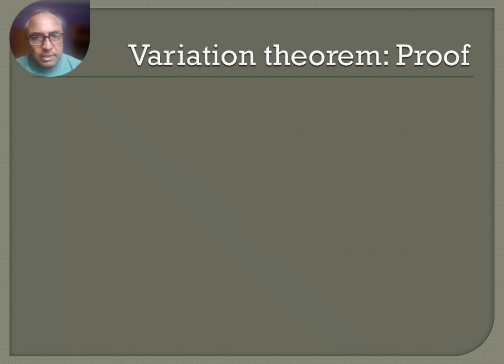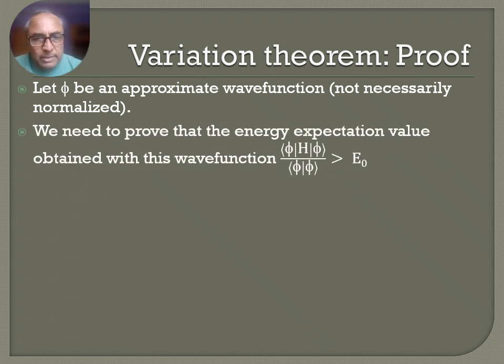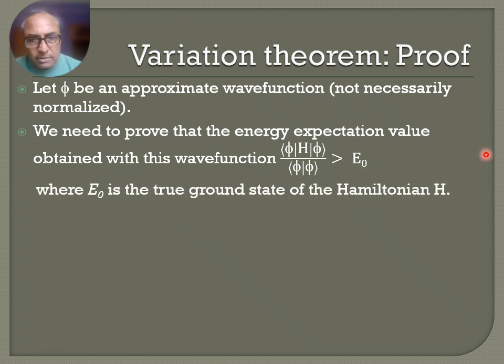The proof of the theorem is quite straightforward. Let phi be an approximate wave function. It's not necessary that it's normalized. We need to prove, therefore, that the energy expectation value obtained with this wave function, that is bra phi H phi ket divided by bra phi phi ket, is greater than E0, the true ground state energy of the Hamiltonian H.